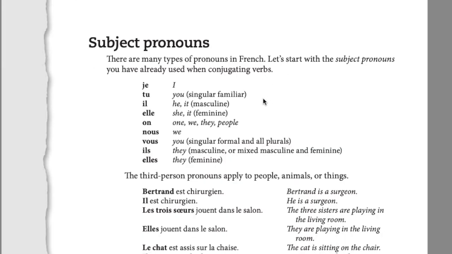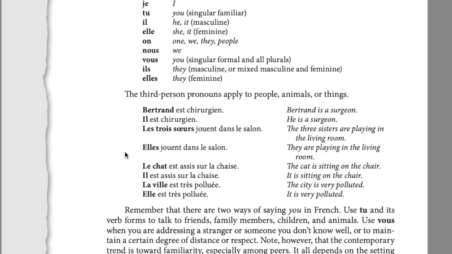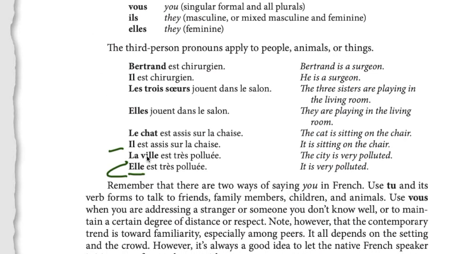Okay. Subject pronouns, everybody's aware. Je, tu, il, elle, on, nous, vous, ils, elles. One thing that I need to keep telling you is that il can also mean it. For example, le chat est assis sur la chaise. So you are basically referring to le chat by il. La ville, you are referring to it as elle. You can replace this subject with a subject pronoun. It doesn't have to be just a human subject; it can also refer to a non-human subject.